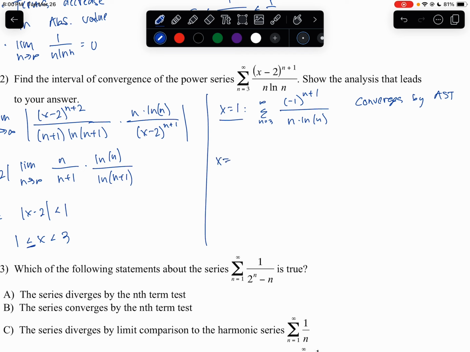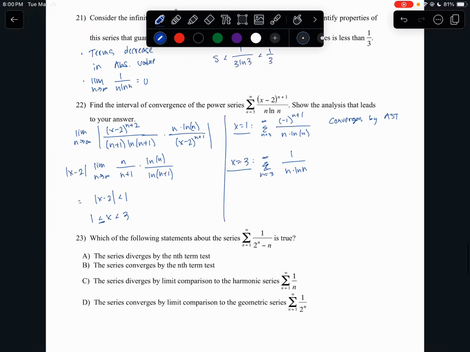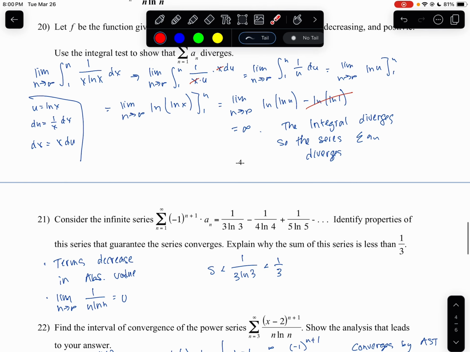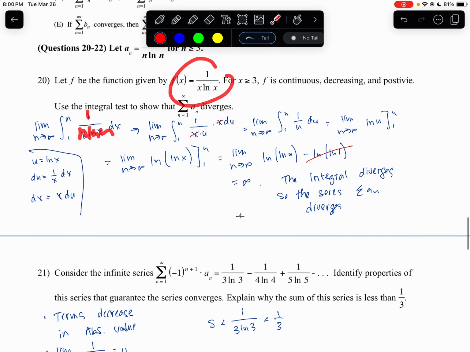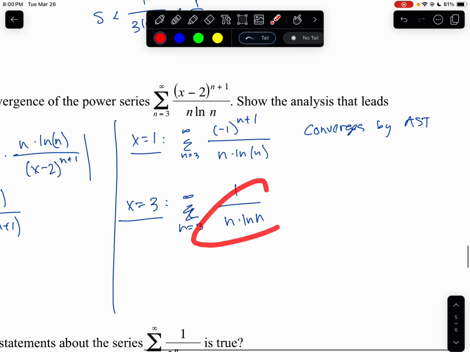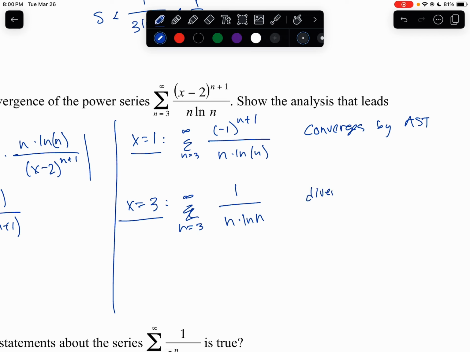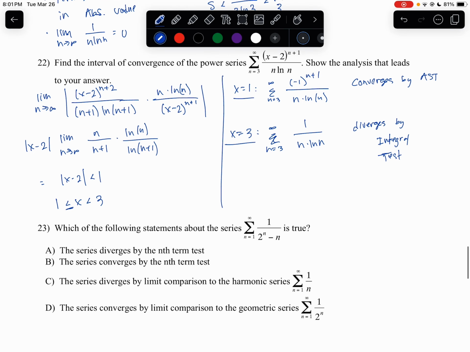Now let's say for x equals 3. If I plug in 3, that's just going to become 1 over n times the natural log of n. And hey, this is what we showed in the first part right here. Up here, 1 over n natural log of n, we showed that this diverges by the integral test. So we don't include that. So there you go. There's your interval of convergence.